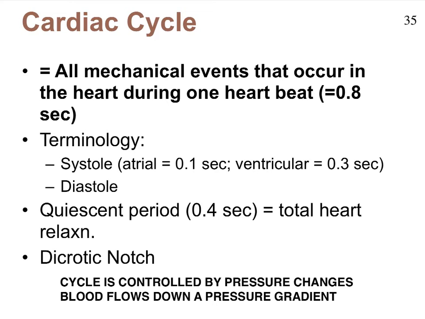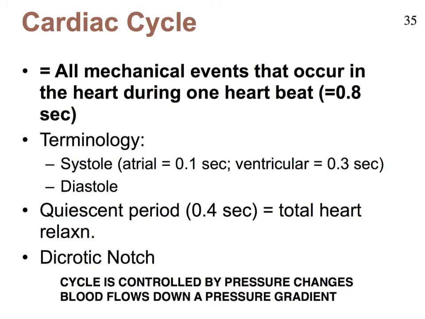There's actually also a period when the heart is totally relaxed. That is, both the atria and the ventricles are completely relaxed. As a matter of fact, about half of the length of a heartbeat, about 0.4 seconds, is totally relaxed. And we refer to that as the quiescent period, as in being quiet. The heart is not doing anything physically. Keep in mind, not physically. Electrically, there's all kinds of stuff happening.